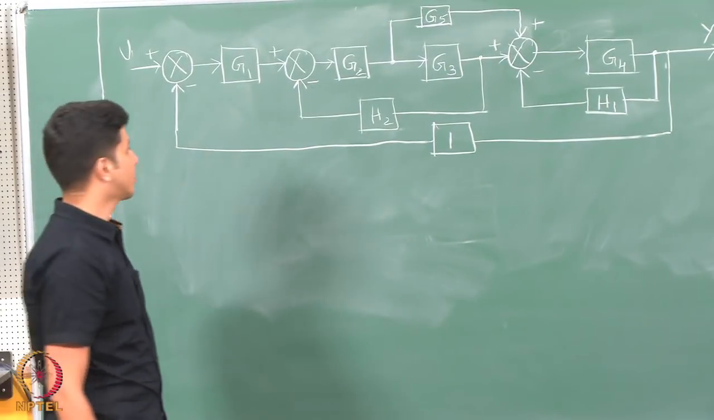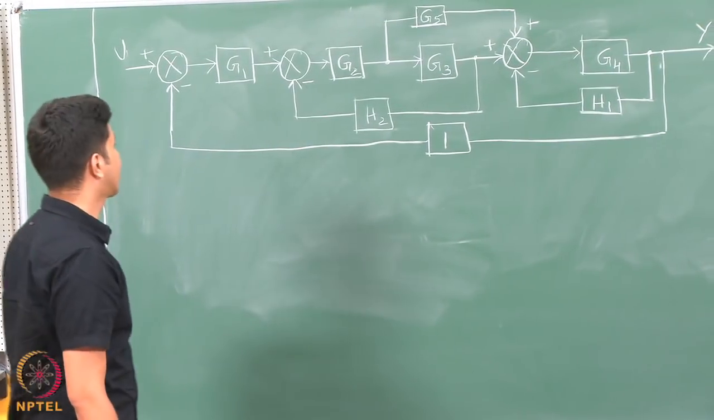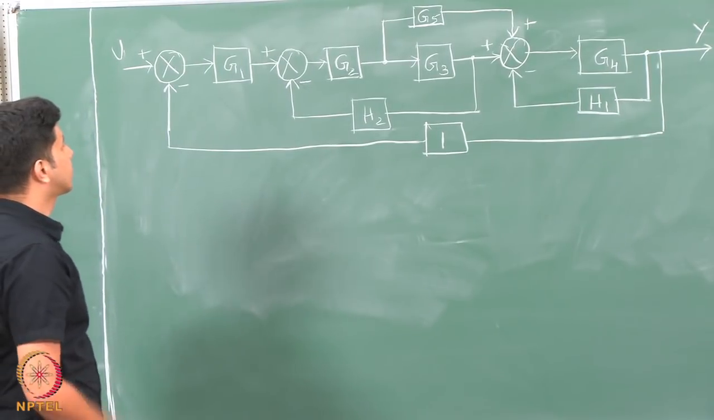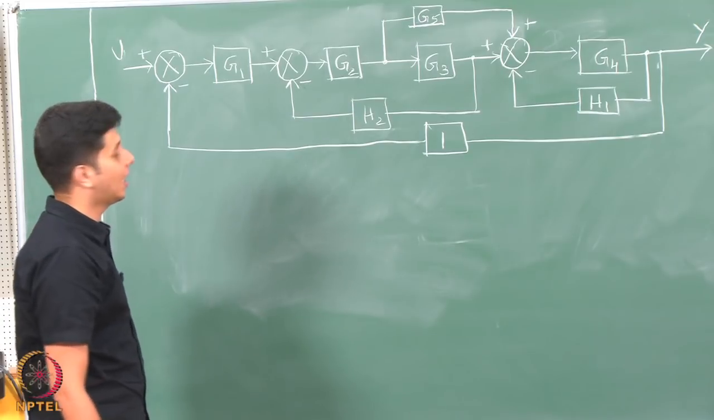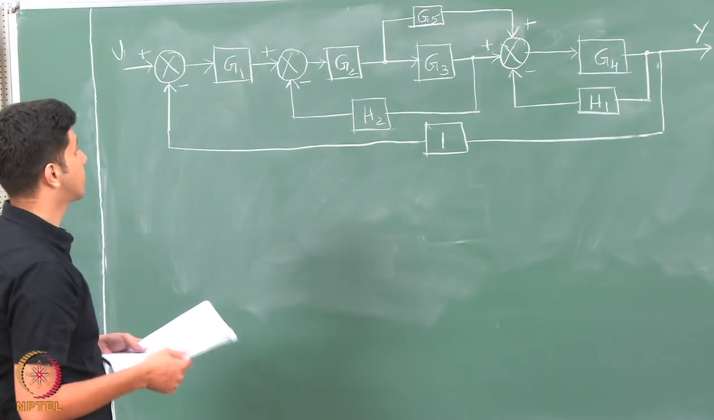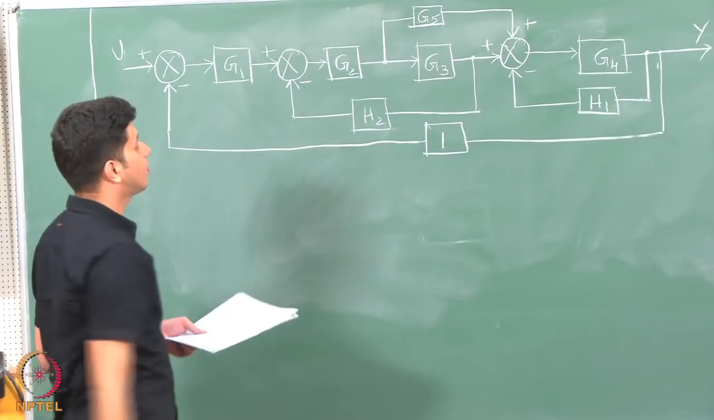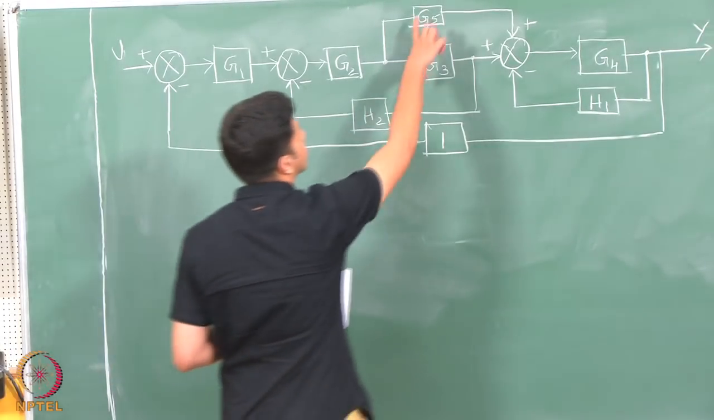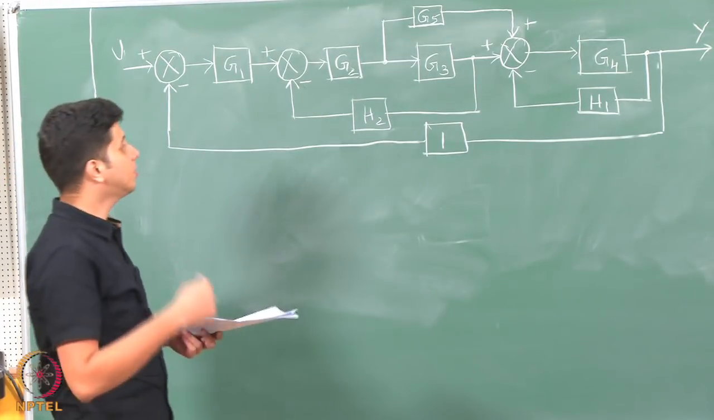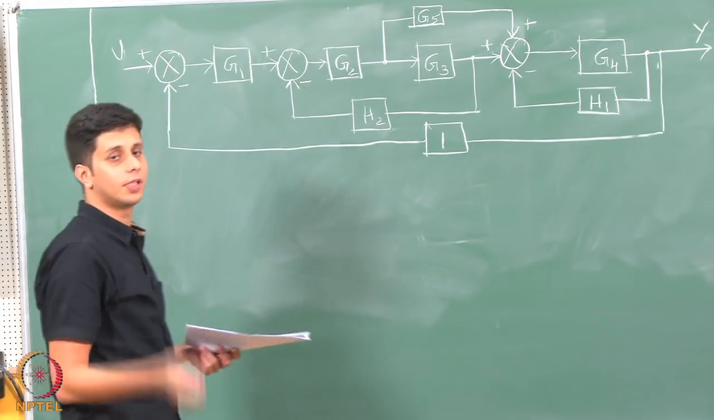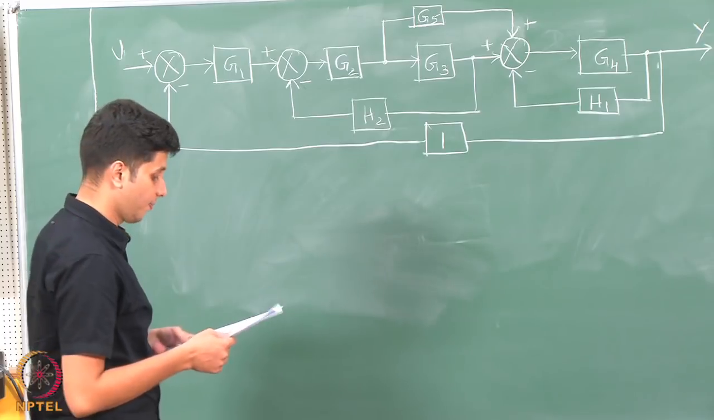So, as you can see, this is a pretty complicated block diagram, and it has about 1, 2, 3, 4, 5, 6, 7, and 8 blocks. Each block has its own transfer function. And you can see there are 3 feedback loops and 1 parallel combination as well. Now, what we'll do is we'll simplify this block diagram using the rules of block diagram algebra.